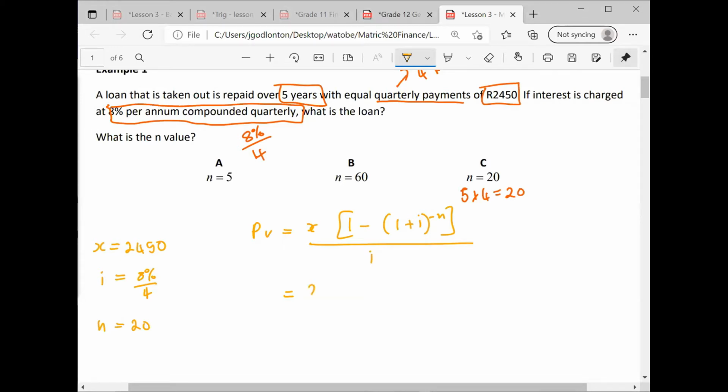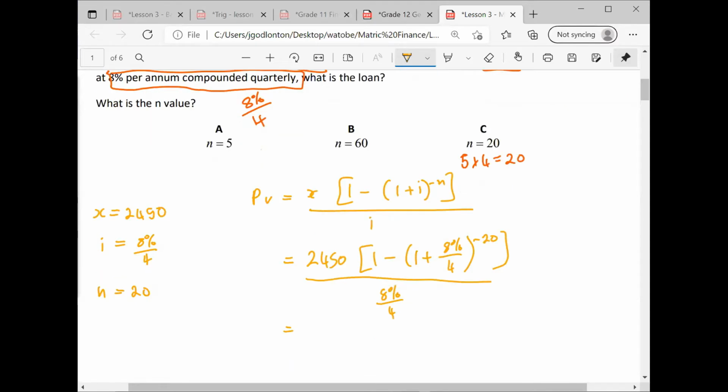So we've got 2,450 and then 1 minus 1 plus 8% over 4 to the power of negative 20. And that's all going to be over 8% over 4. And I get the same answer as Karabo, which was, oh sorry, not 4,000, 40,061 Rand and 1 cent. Okay.